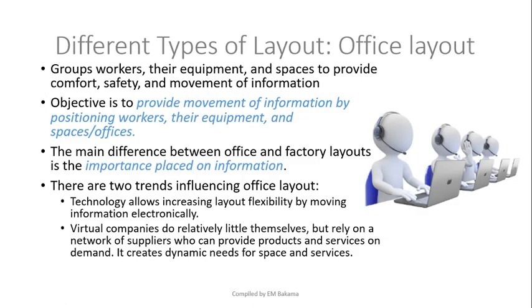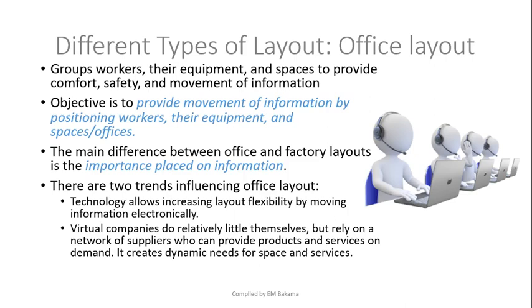First of all, you must know that we have 7 types of layout, and we're going to look at each one of them step by step. The first one is an office layout. This is a kind of layout that groups the workers, the equipment, and the space to provide comfort, safety, and movement of information. The main important thing about this layout is the movement of information, and most of the time this kind of layout, as it says itself, you find in offices.